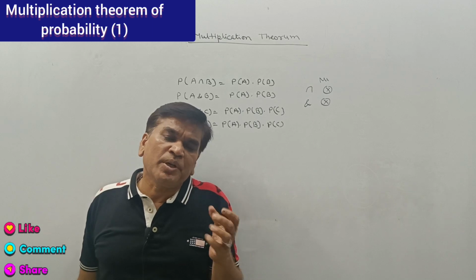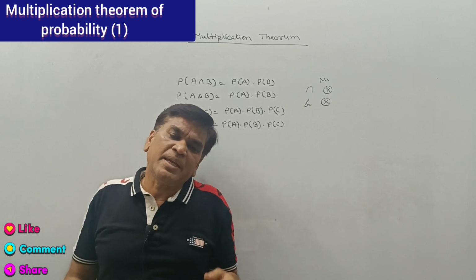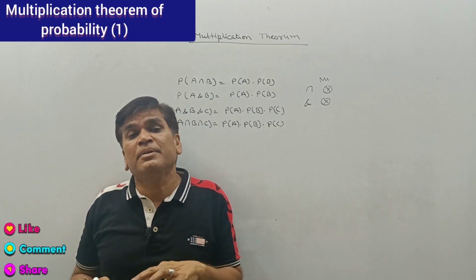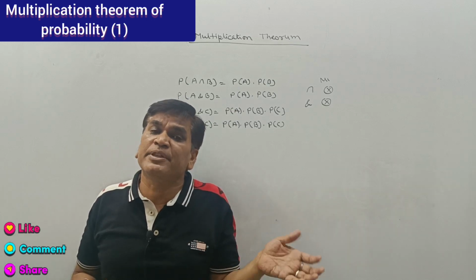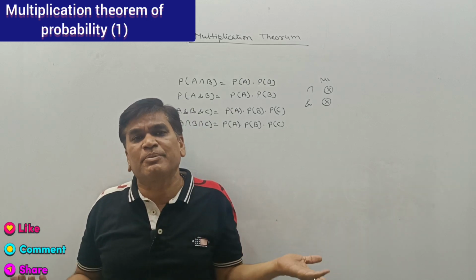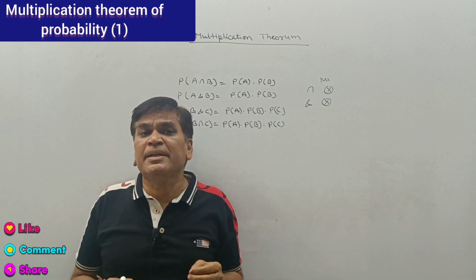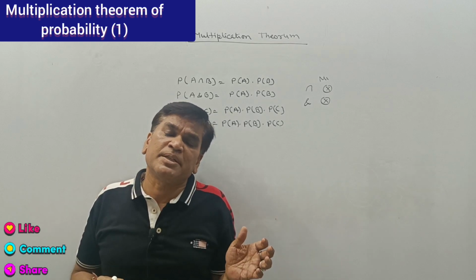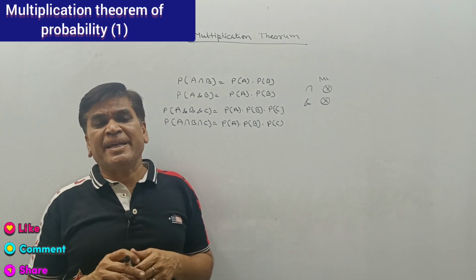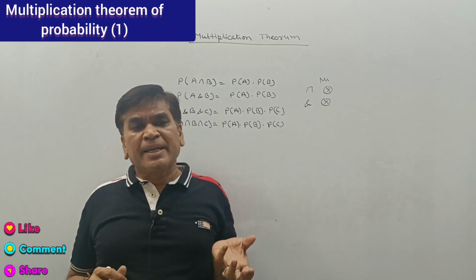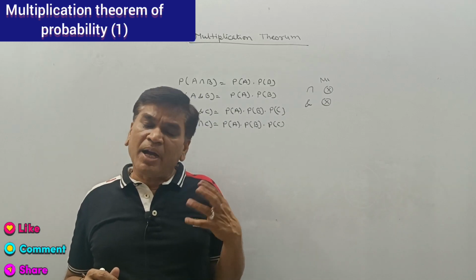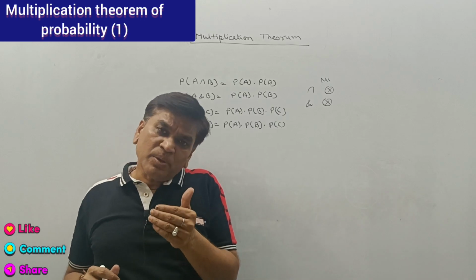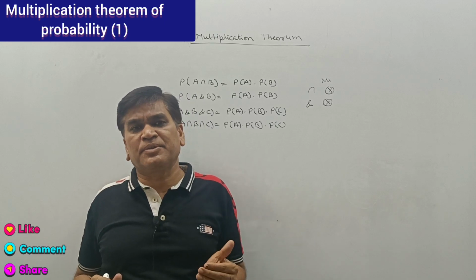Suppose I am tossing a coin 3 times. One time I am tossing a coin, second time I am tossing the coin, and the second toss is independent of the first. Whatever I got the first time, no problem at all. The second toss does not have any relation with the first one. Suppose I am throwing a dice and I get 6. Again I am throwing the dice, I can get 1, 2, 3, 4, 5, 6. So my second throw does not have any relationship with the first throw.